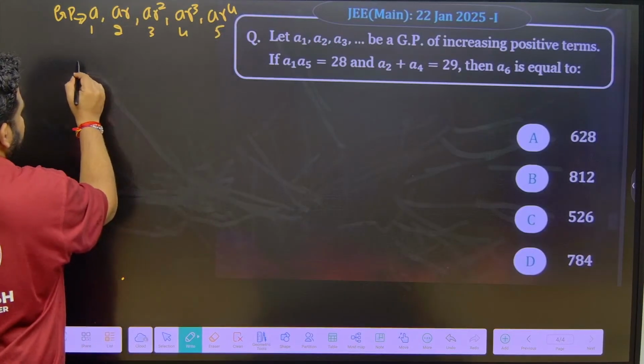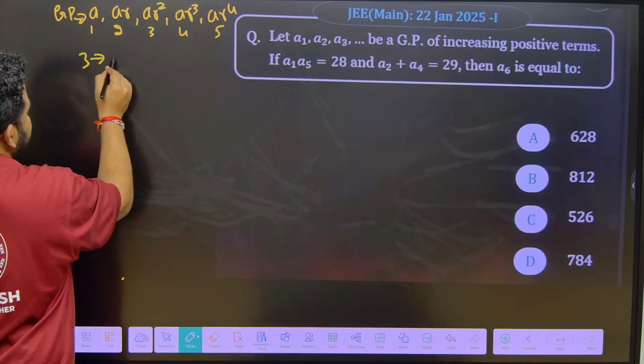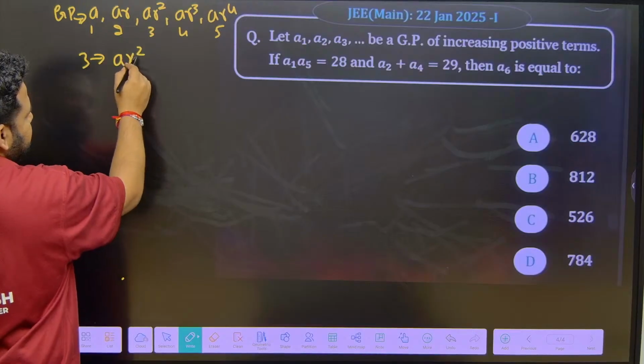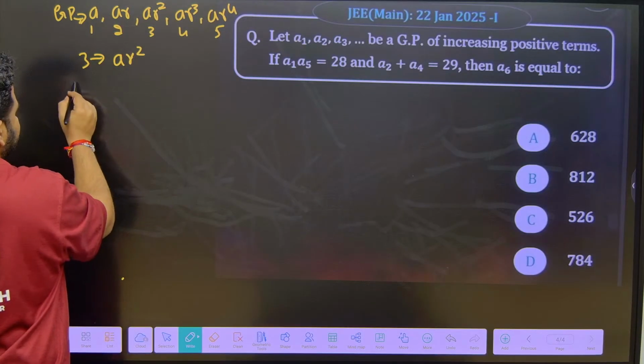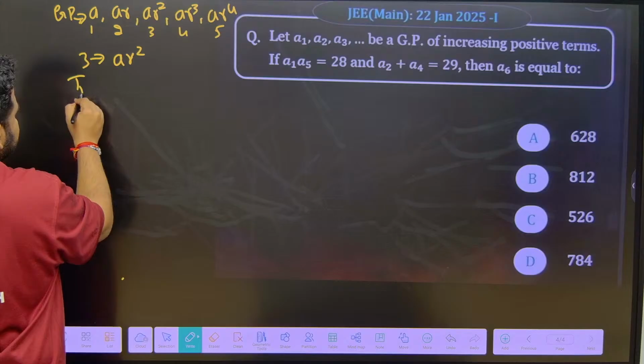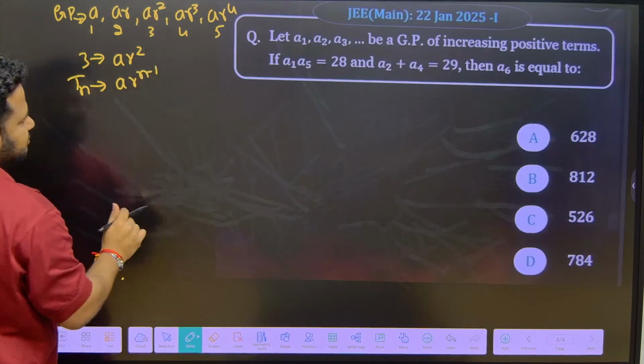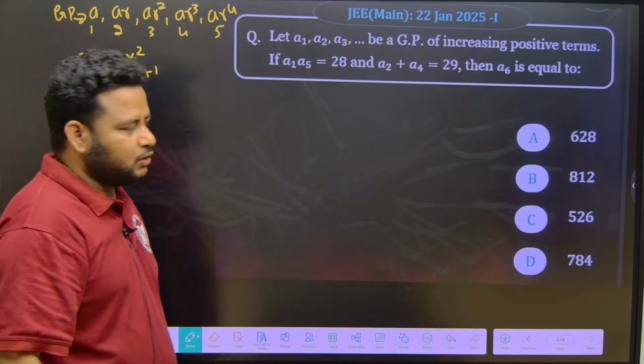If I say the third term, I should write it as AR square. So the nth term in a GP is AR to the power of n minus 1. This is one basic you have to keep in your mind. Now let us solve this question.